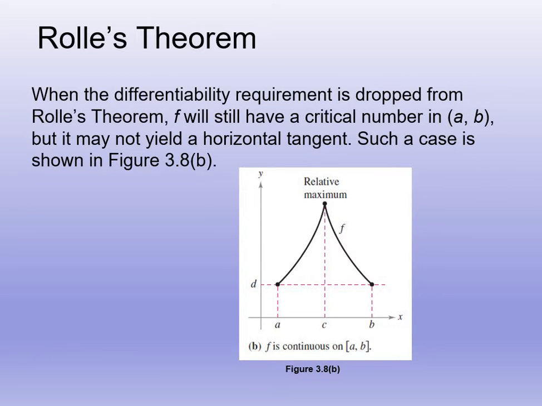Now, if we take a look and we try and do Rolle's theorem without differentiability, all right, we're still going to have that critical number at c, all right, but we may not get a horizontal tangent line at c, right? Because we're at that abrupt point. Just like when we had to deal with the absolute value function and things like that.